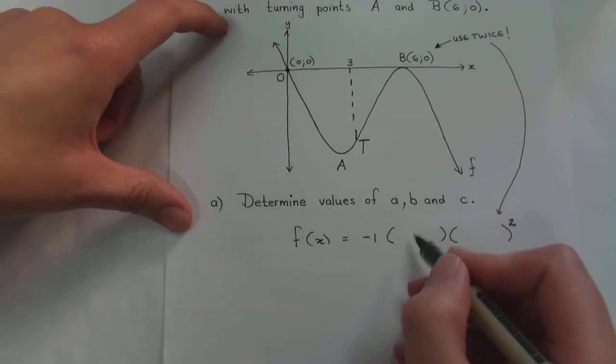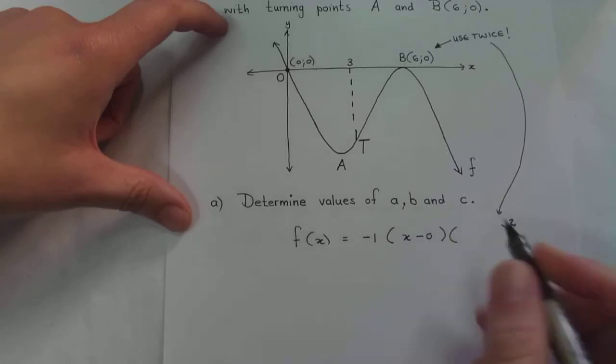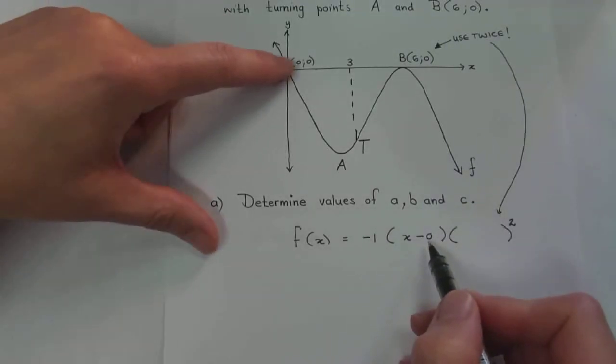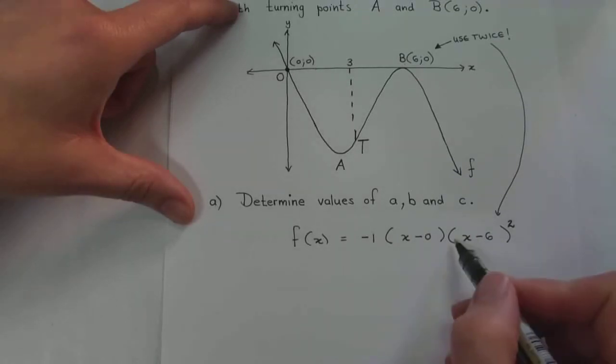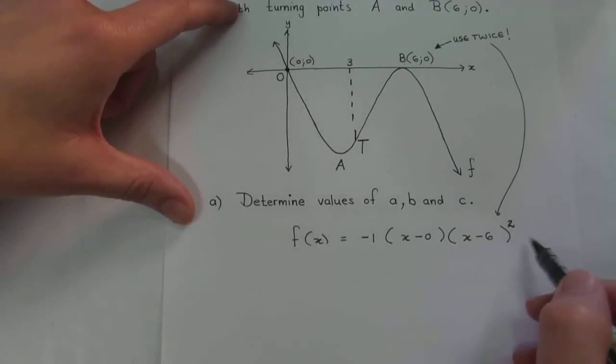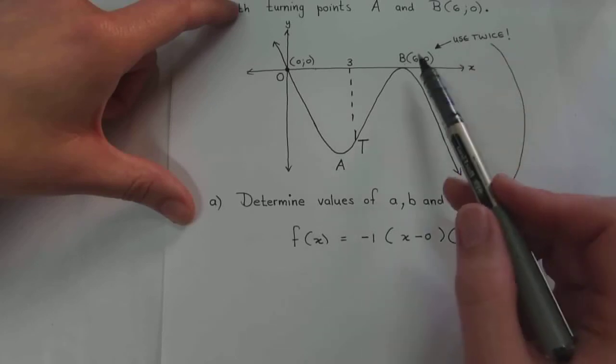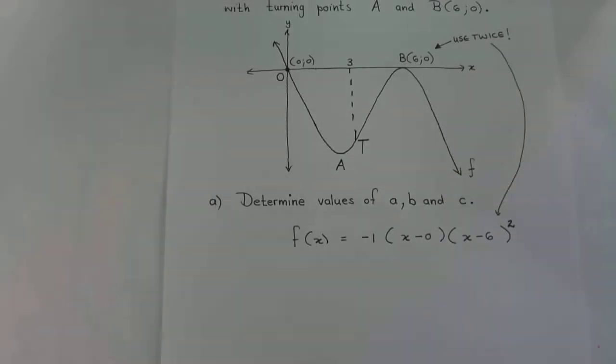So it's -1 times x minus 0. So 0 obviously comes from this point given up here. And then x minus 6, and I use the bracket squared because I could have written out x minus 6 times x minus 6, but I have to use it twice because it is actually also a turning point.